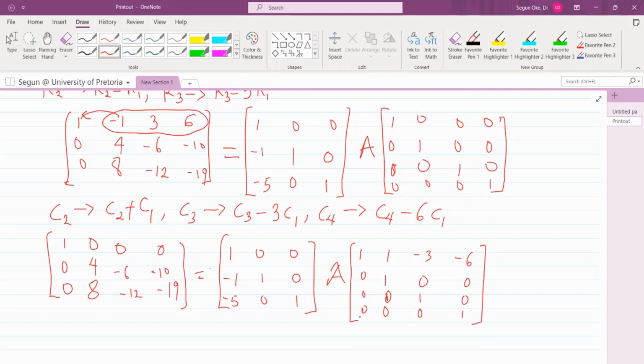It's not the final answer. Remember, this is what we are working on. I've told you, we want to make this one an identity matrix. Is it an identity matrix now? No, sir. So until the left hand side turns to identity matrix, that is when you have a final answer. Okay, sir. Thank you. Have I made myself clear now?